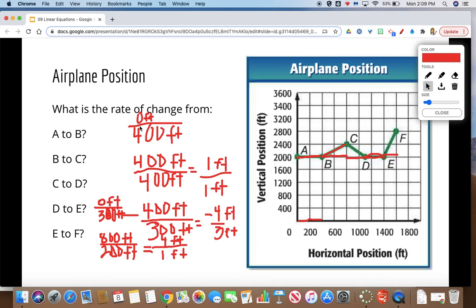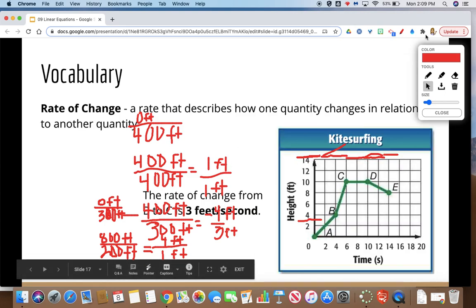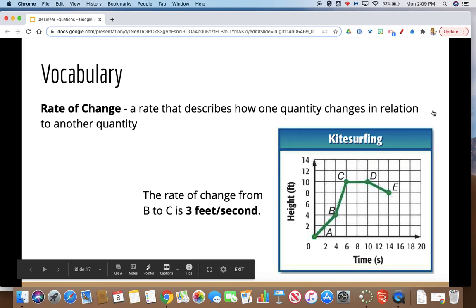So just remember, when we're looking at rate of change, we're looking at what change vertically is happening over what change horizontally. And we're comparing, just like when we talked through our definition, how one quantity changes in relation to another quantity. So we want to make sure if we're dealing with time and height, we're including seconds and feet, and looking at what's happening from the first point to the second point.